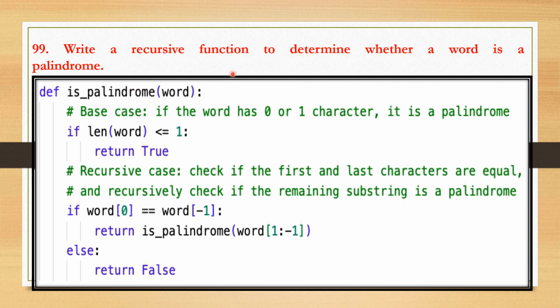The next program is to determine whether a word is a palindrome. So here the is palindrome function takes the word as an argument. The base case is when the word has 0 or 1 character. In these cases, the word is considered a palindrome, so true is returned. In the recursive case, the function checks if the first character and the last character of the word are equal. If they are equal, the function recursively calls itself with the remaining substring, word[1:-1], to check if the substring is also a palindrome. The recursive calls continue until the base case is reached and the results are propagated back up. So if at any point the first and the last characters are not equal, the function returns false as the word is not a palindrome.